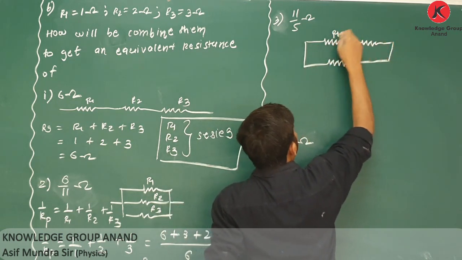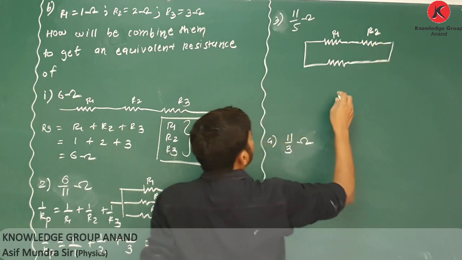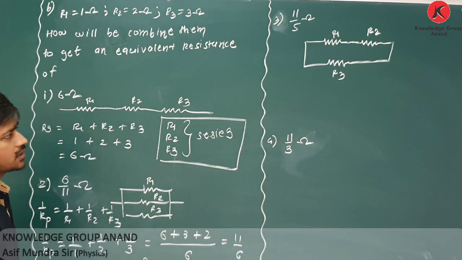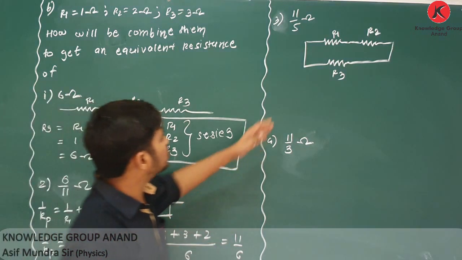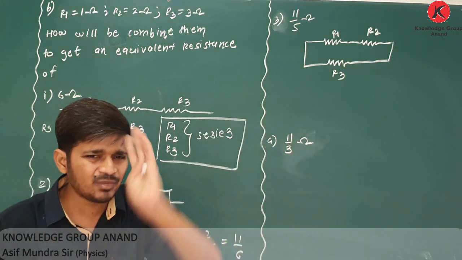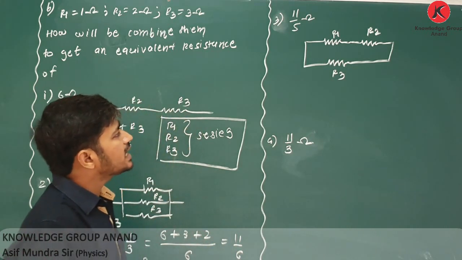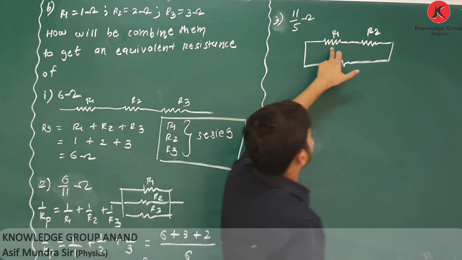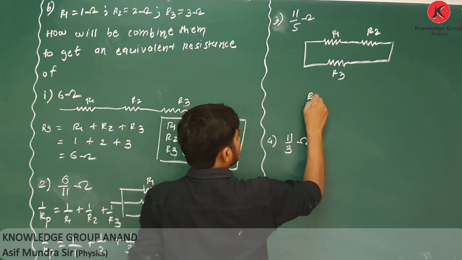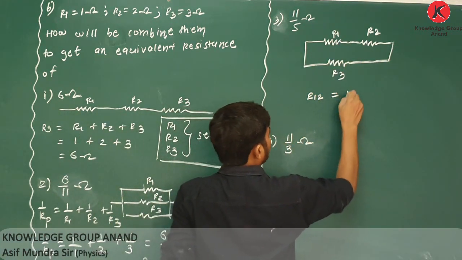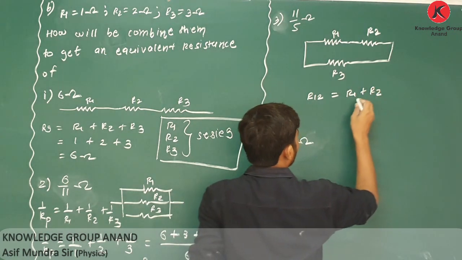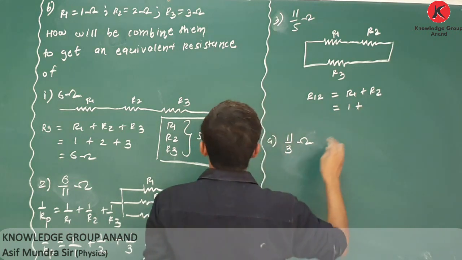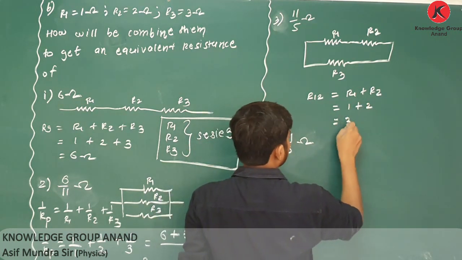It is R1, R2 and here R3. I don't know if it is right or wrong, but I am assuming R1 and R2 are in series connection, in parallel with R3. Then first find the series connection of R1 and R2, that is R12 equals R1 plus R2. What is the value of R1? R1 is equal to 1. What is the value of R2? It is 2. Then your answer is 3 ohm.